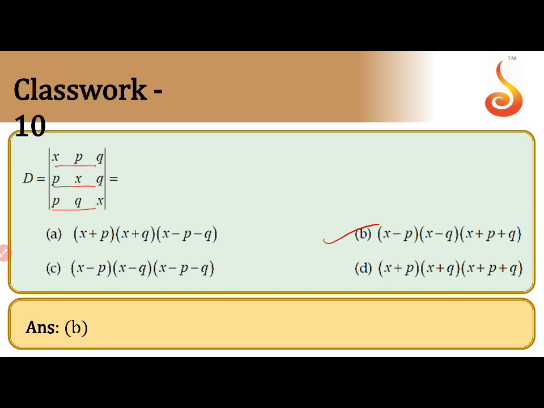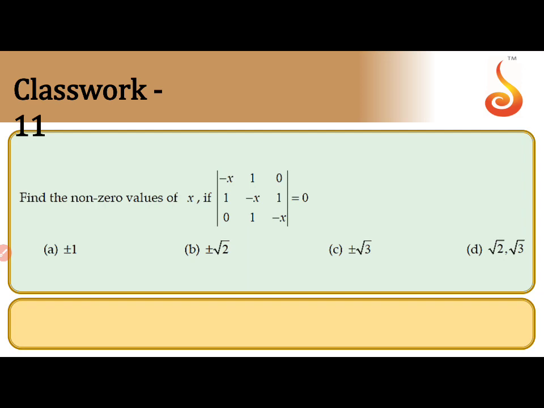You can take common. Once you take common, you will get 3 ones in the first column. Make two positions as 0. Then expand it to get the answer directly. So next question. Find the value of x if this determinant is 0. Directly can solve this one.